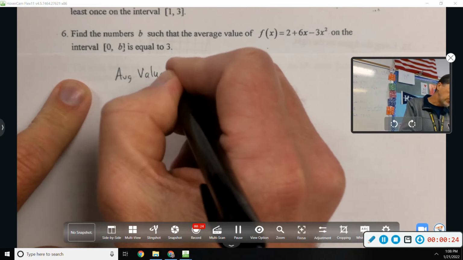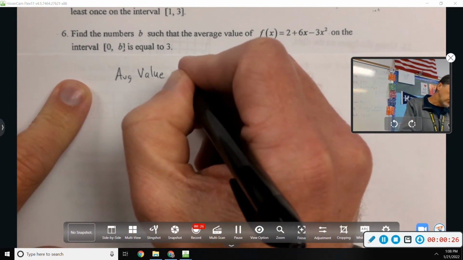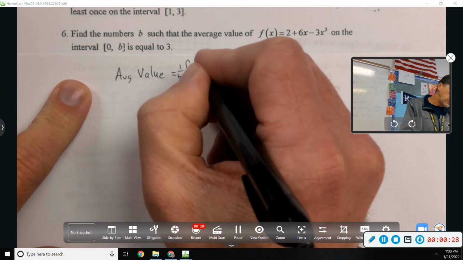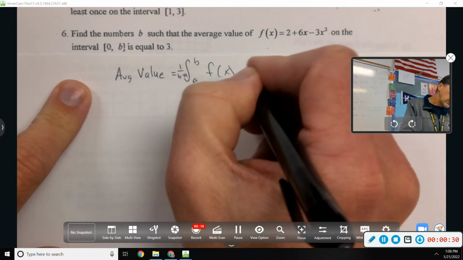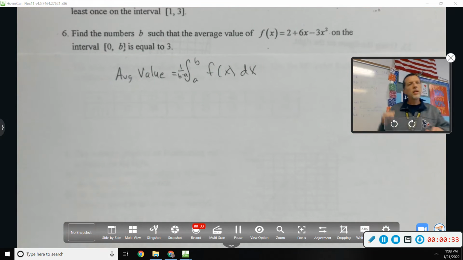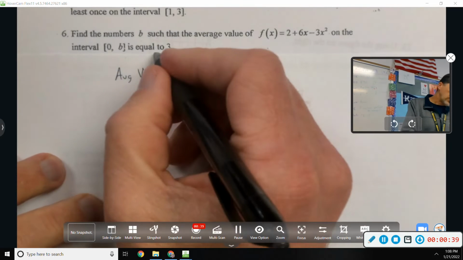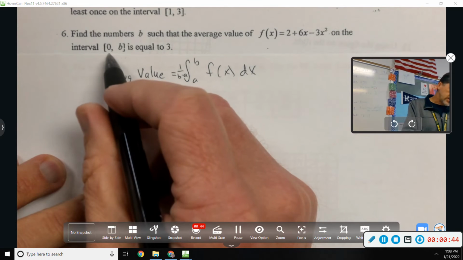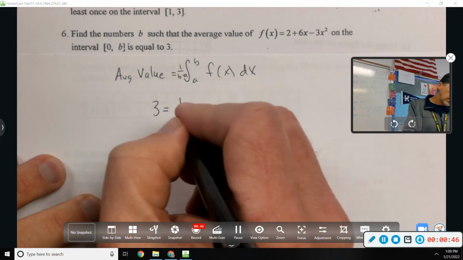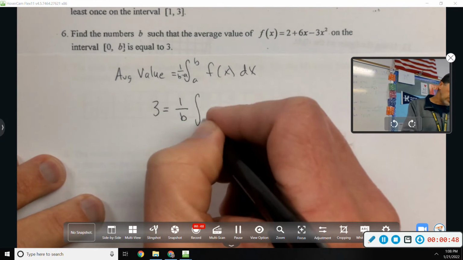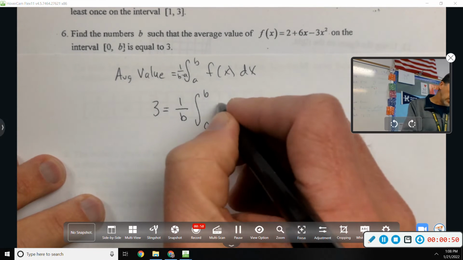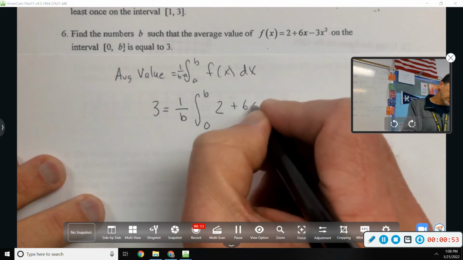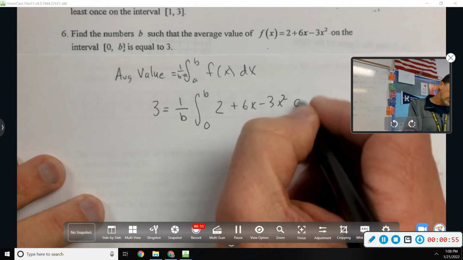Okay, so average value, 1 over b minus a, integral from a to b. That's just the general average value equation, how to find the average value. So we know for this problem the average value is 3. From 0 to b, that means 1 over b integral from 0 to b of 2 plus 6x minus 3x squared dx.